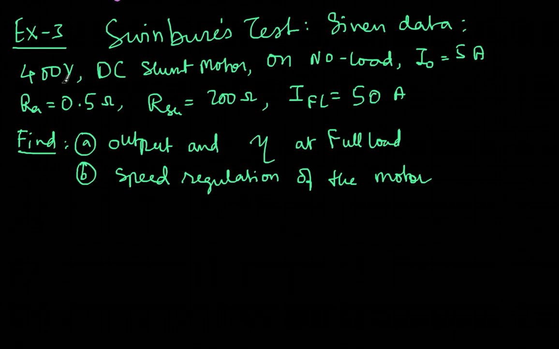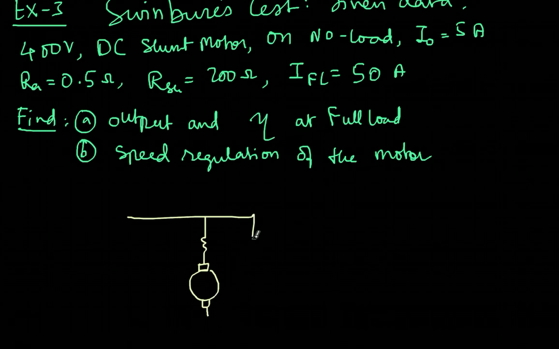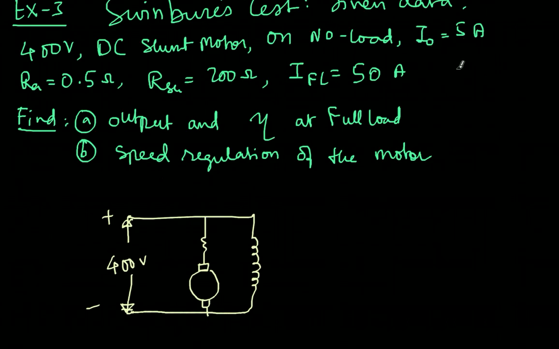Look at the data that is given. 400 volts is the voltage applied to the entire machine, to both the armature winding and the field winding. On no load, the current taken is 5 amperes. So when the machine is under no load, 400 into 5 will be this. Let me draw the diagram so that you can understand this better. This is RA, the armature resistance, and this is the field winding. Here we are applying 400 volts. Under no load condition, the no load current taken is 5 amperes, denoted as I naught.